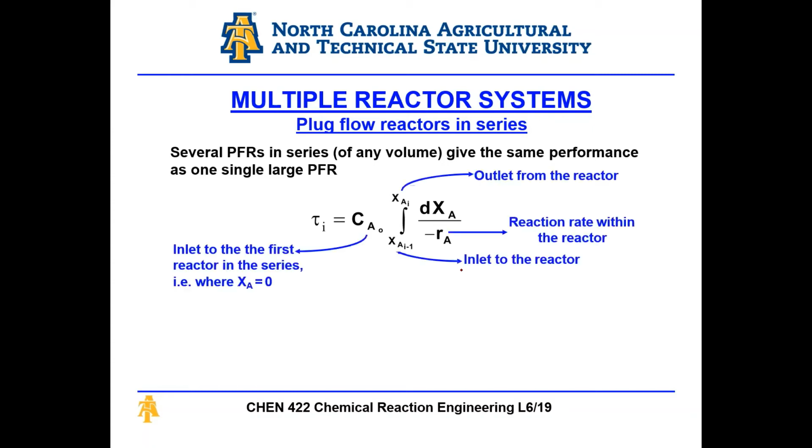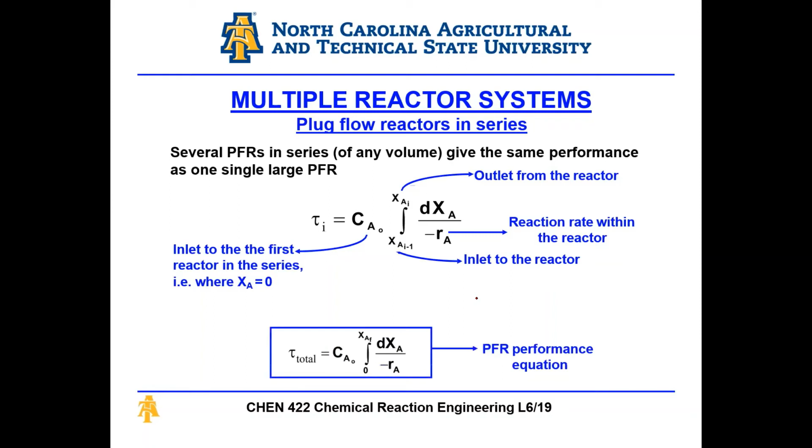This is the performance equation for a PFR. Let's just recall what these represent. CA naught is the inlet to the first reactor in series, XA naught is 0. XAi is the outlet from the reactor. Minus R is the reaction rate within the reactor. And XA(i minus 1) is the inlet to the reactor, right? So if I have a bunch of PFRs in series, the overall PFR performance equation is CA naught times the integral from 0 to XAF of dXA over minus RA. And this is the same as one single large PFR, right?